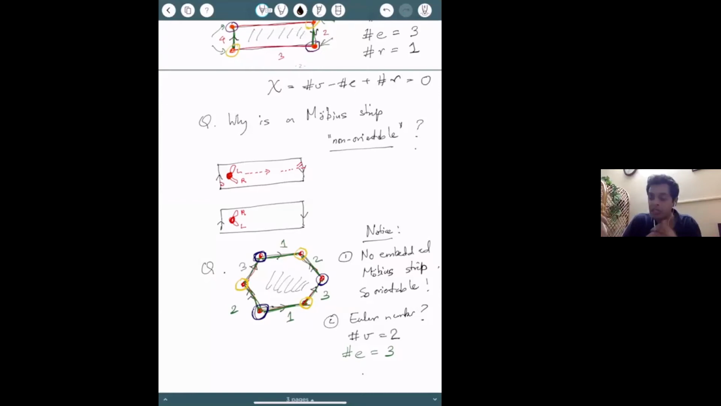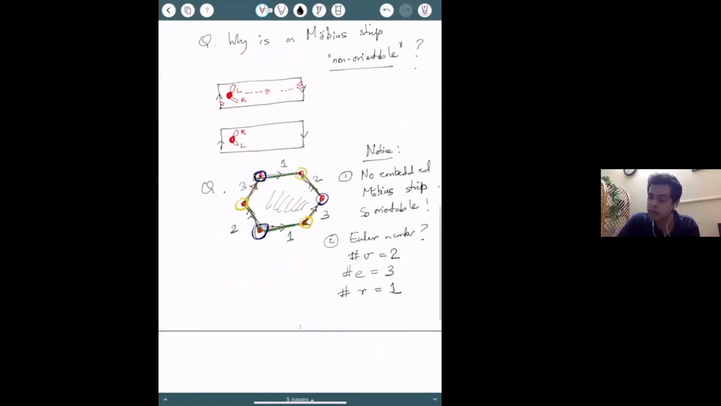Okay, so after these identifications, all right. The number of faces or regions is 1, because there's only 1 inside. So you see here that the Euler characteristic, or Euler number, is 0. Okay, so you see that we get a surface.